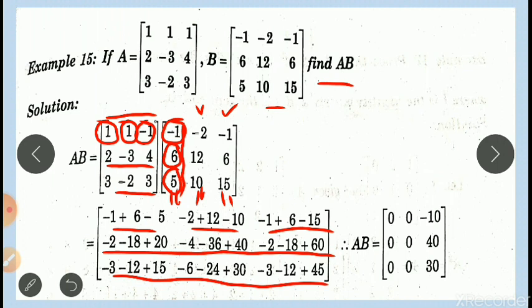When we simplify this matrix, we'll get minus 1 plus 6 minus 5 is 0, minus 2 plus 12 minus 10 is equal to 0, minus 1 plus 6 minus 15 is minus 10, minus 2 minus 18 plus 20, 0, minus 4 minus 36 plus 40, 0, minus 2 minus 18 plus 60 is 40, minus 3 minus 12 plus 15, that is 0, minus 6 minus 24 plus 30, that is 0, minus 3 minus 12 plus 45, that is 35. By using calci, you can easily find out this matrix.